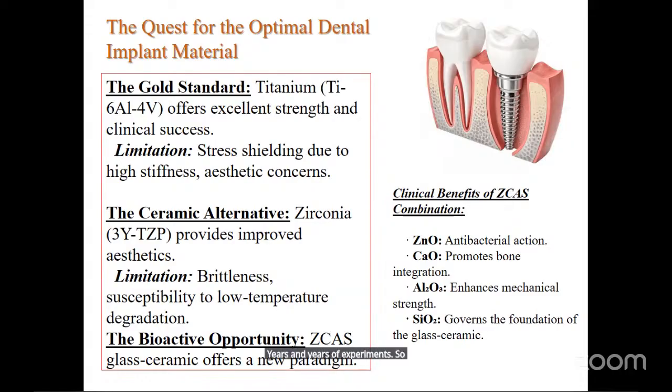The quest for the optimal dental material. The gold standard dental material is known as titanium, made up of a titanium alloy as the primary host material, with 6% aluminium and 4% vanadium. Normally titanium is a metal, but with the incorporation of aluminium and vanadium, it becomes what is known as grade 5 titanium, used as the gold standard for dental implants.